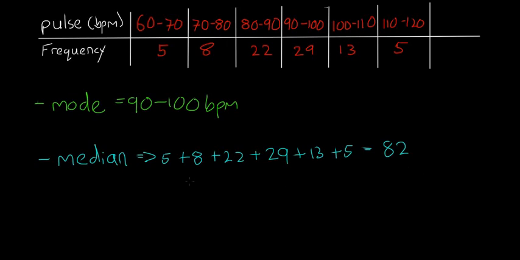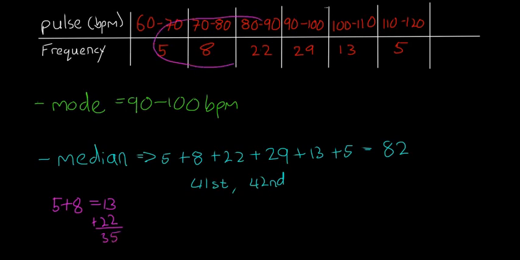So the median value would be between the 41st and 42nd person. We need to find where the 41st and the 42nd person would be if we ordered all of these pulses in an ordered list from lowest to biggest. The way I'm going to do that is I'll change to purple. If we add 5 plus 8, the first two groups, we get 13. So the median isn't in either of these two groups because they're only the first 13 people. Then I'm also going to add 22 to that and we get 35.